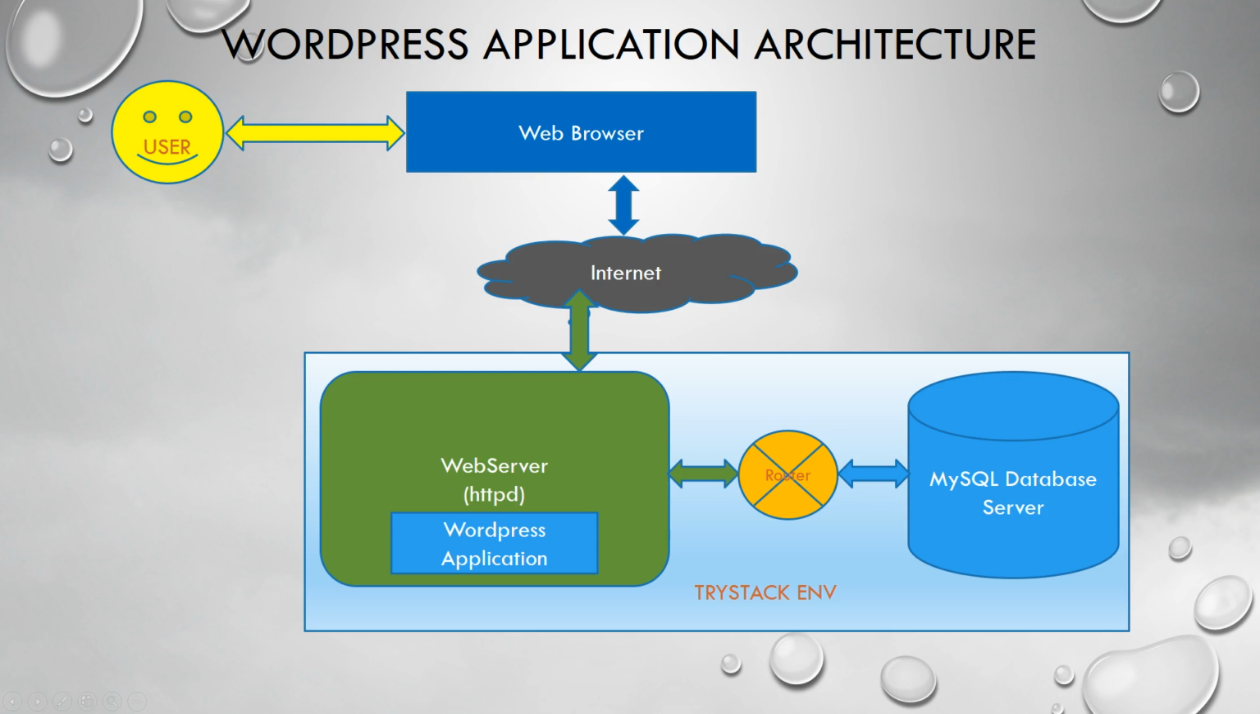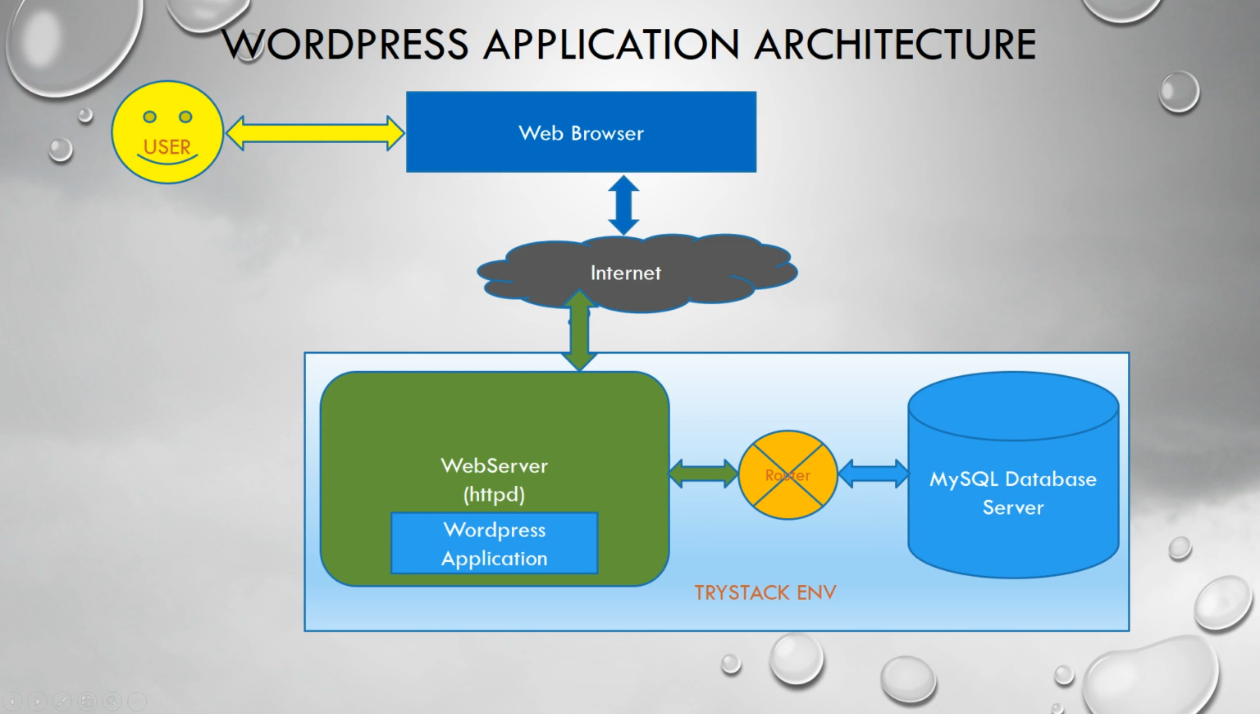And what we are going to do is create two instances, one web server, one MySQL server, and they're going to connect to an internal router, and this is going to be the internal network. I'm not going to expose my database to the internet. So in my architecture diagram, if you see, I am only connecting my web server to the internet. I'm not connecting the MySQL server to outside the Trystack environment.